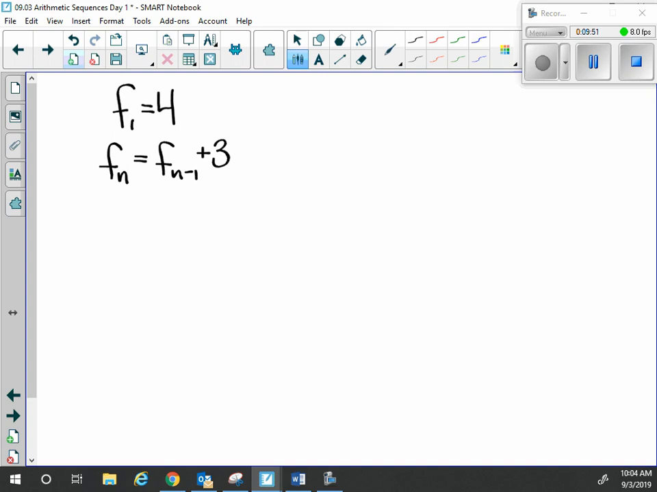So we started with 4, and this is telling me I'm adding 3. Okay? So this is how this translates into your recursive rule. Now, all I know is that my first term is 4. Okay? So my first term is 4.